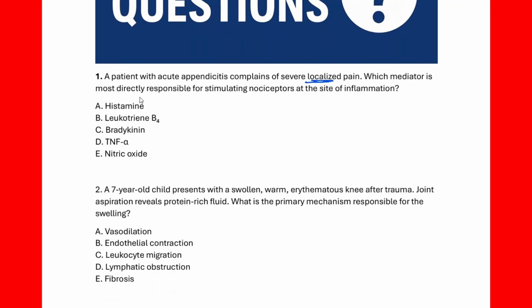So the first question: a patient with acute appendicitis complains of severe localized pain. Which mediator is most directly responsible for stimulating the nociceptor at the site of inflammation? So the best answer there will be, very good, bradykinin. Remember, we said that bradykinin and prostaglandin E2, both of them mediate pain.